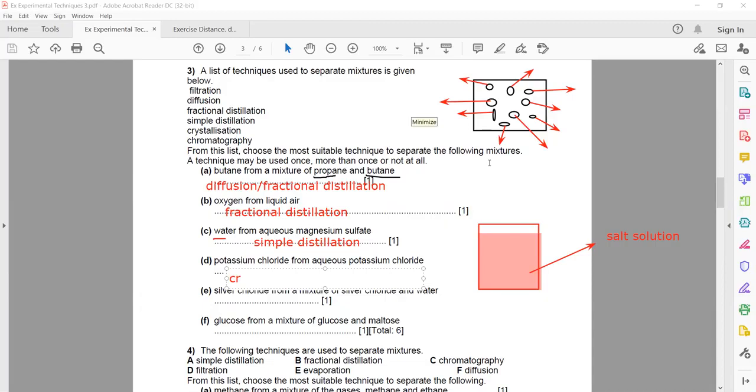Fractional distillation, Abdullah, is used normally for two or more miscible liquids. But here you have water and the salt. Salt is solid, which is dissolved, and you need water out from that. That's why it is simple distillation. So if you want a liquid from a solution, a salt solution, then it is a simple distillation.